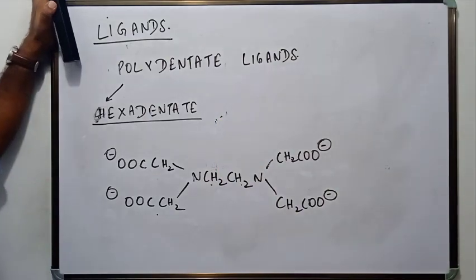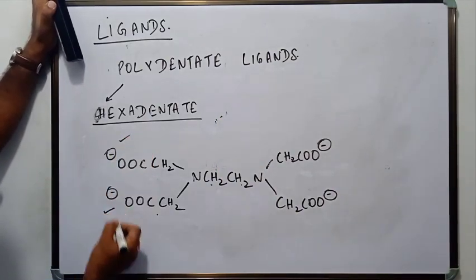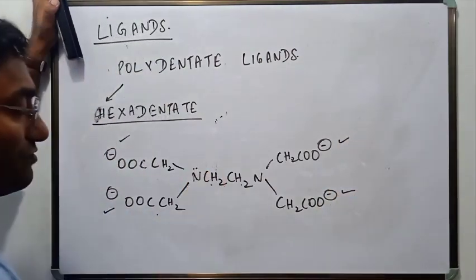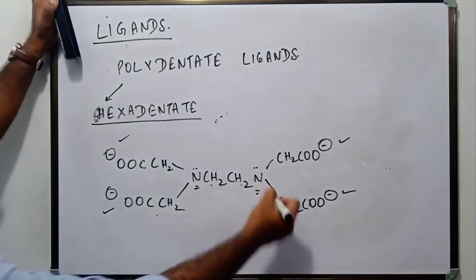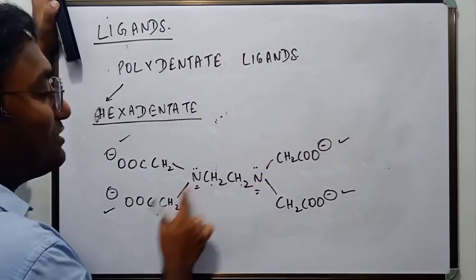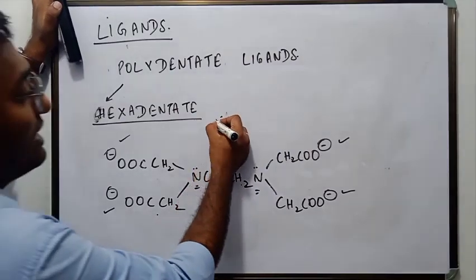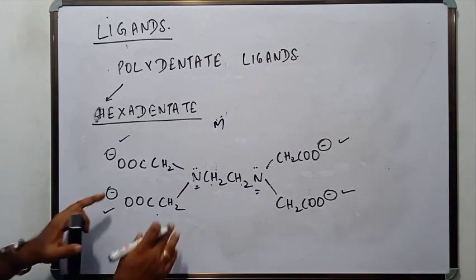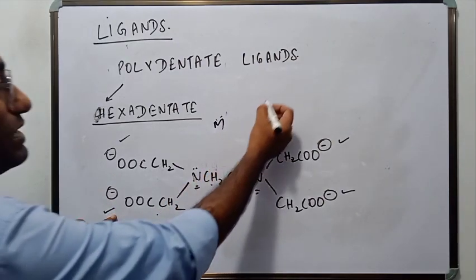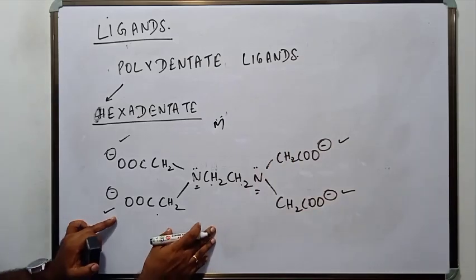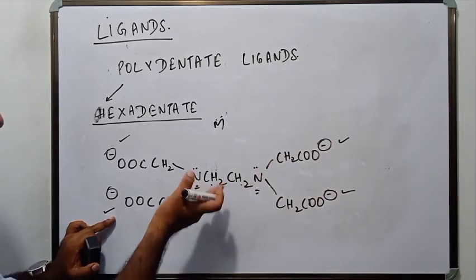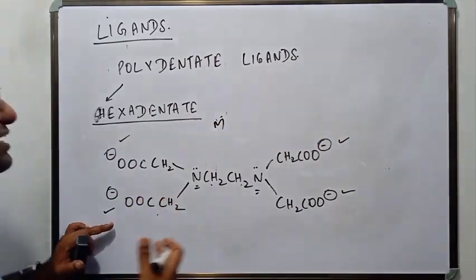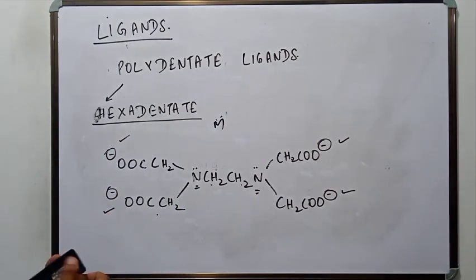What are the 6 spots? Coordination position 1, coordination position 2, 3, 4, 5, and here coordination position 6. So there are 6 coordination positions with the central metal ion. So in this way it is classified. This is of particular interest in complexometric analysis of metal ions. Like calcium and magnesium, we can quantitatively detect them. It is used as a titrant to quantitatively detect traces of metal ions present in solutions.